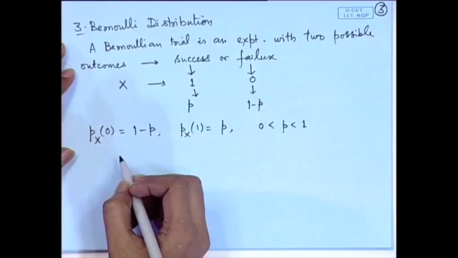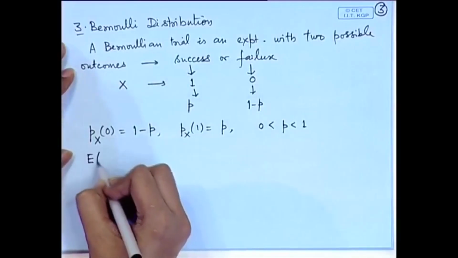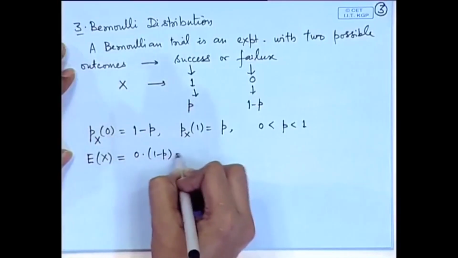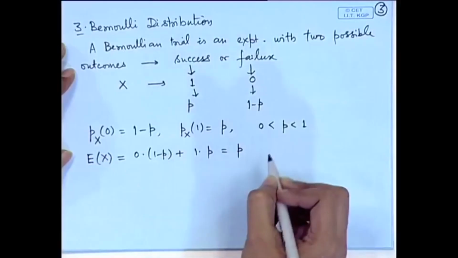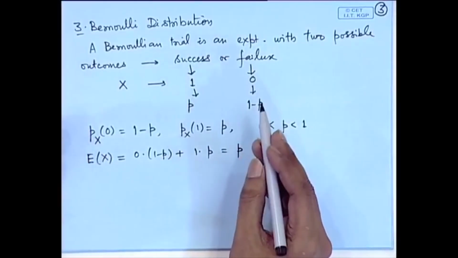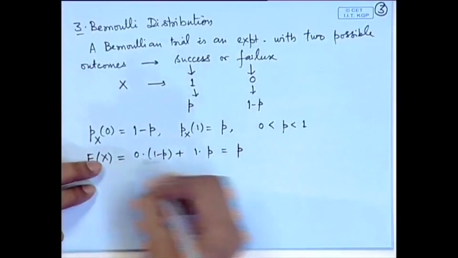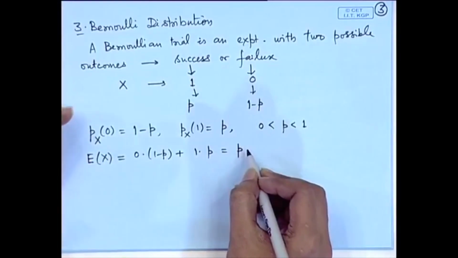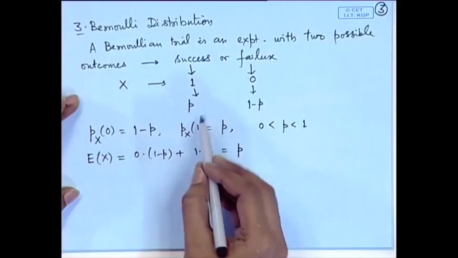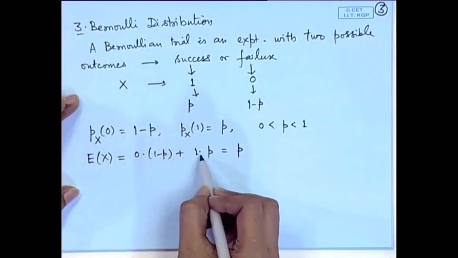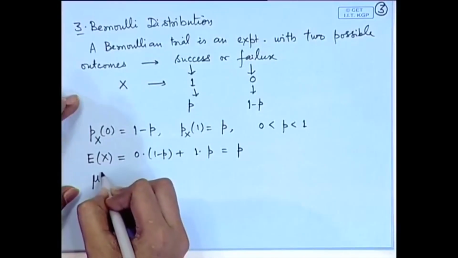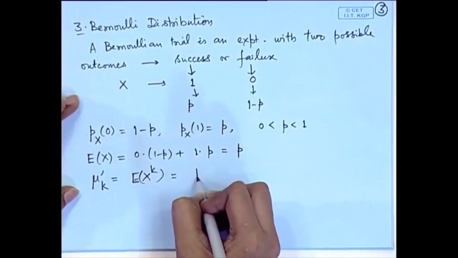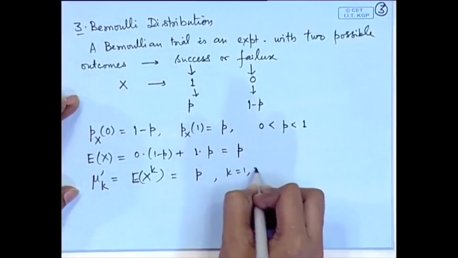Let us consider some of the properties of this distribution, say its mean. Mean is 0 into 1 minus p plus 1 into p, that is equal to p. So, if in a single trial the probability of success is p, then on the average the value of the distribution should be equal to the success probability, that is p. Now, since here the values taken are only 0 and 1, and any powers of 0 and 1 are also the same, in general the moment of kth order, expectation of x to the power k, will be equal to p for k equal to 1, 2 and so on.